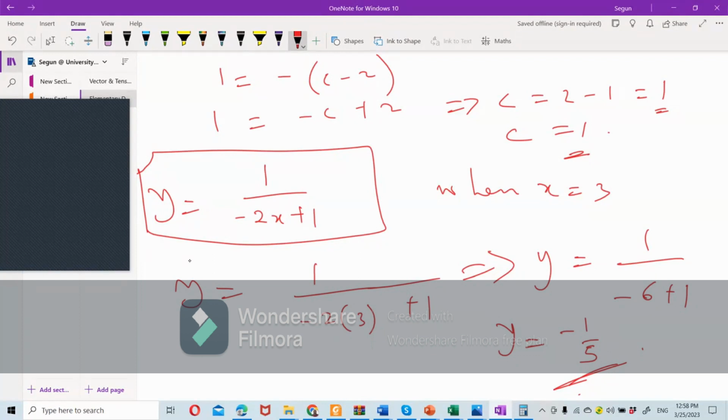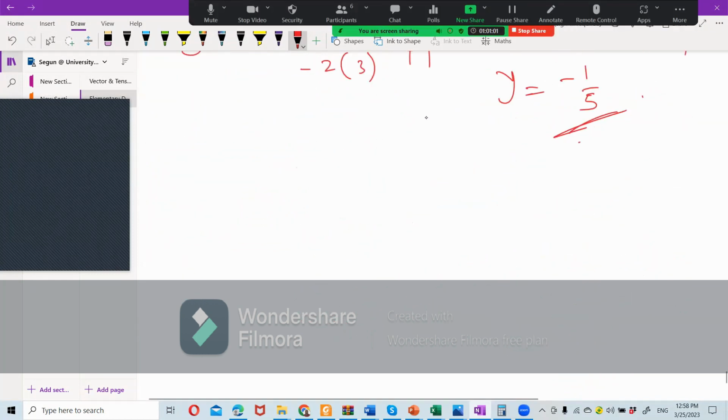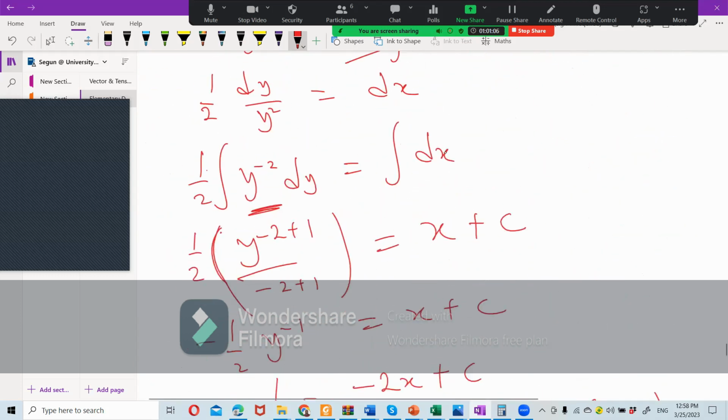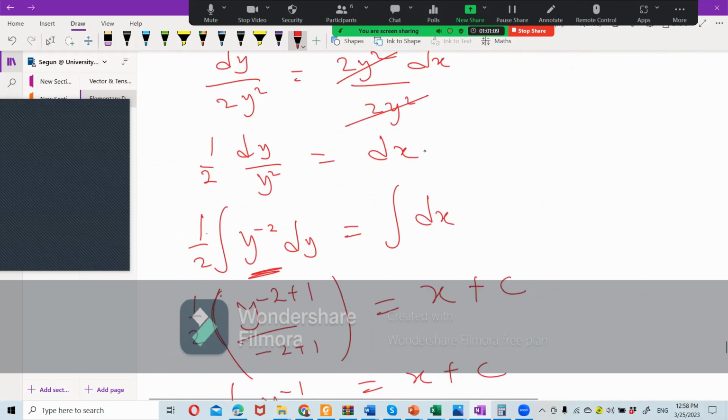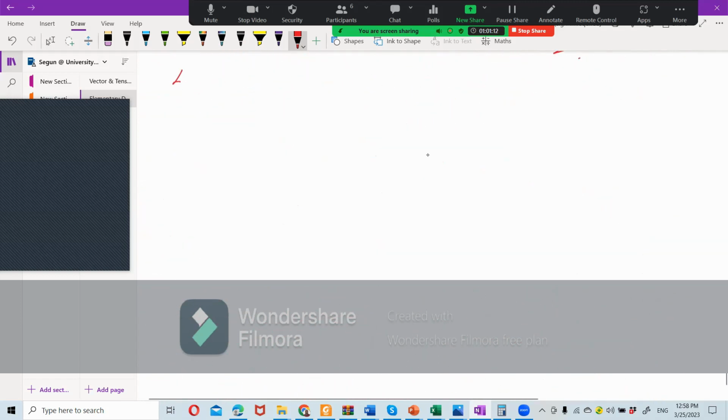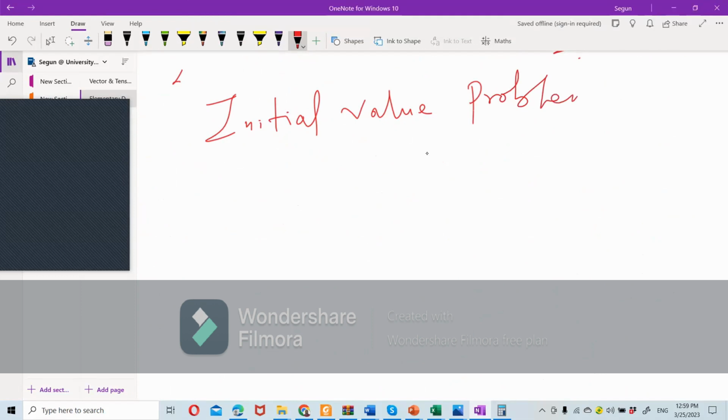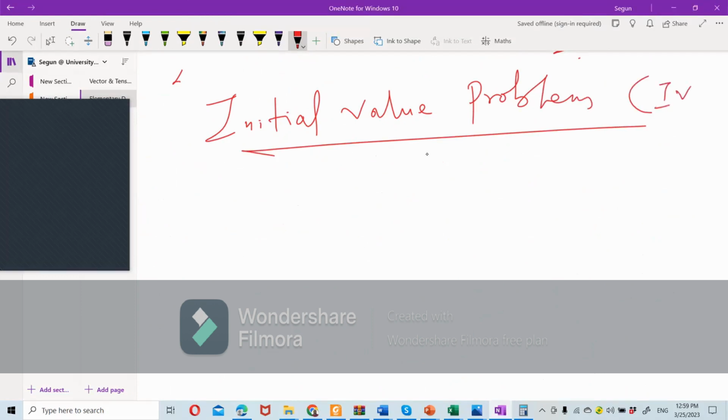So the next thing is what? That is the question they ask us to solve. But let's look at the initial value problem. When you're given an initial value problem, this is question 4. Let's look at the 5. In this case, we have an initial value problem. Call it IVP.